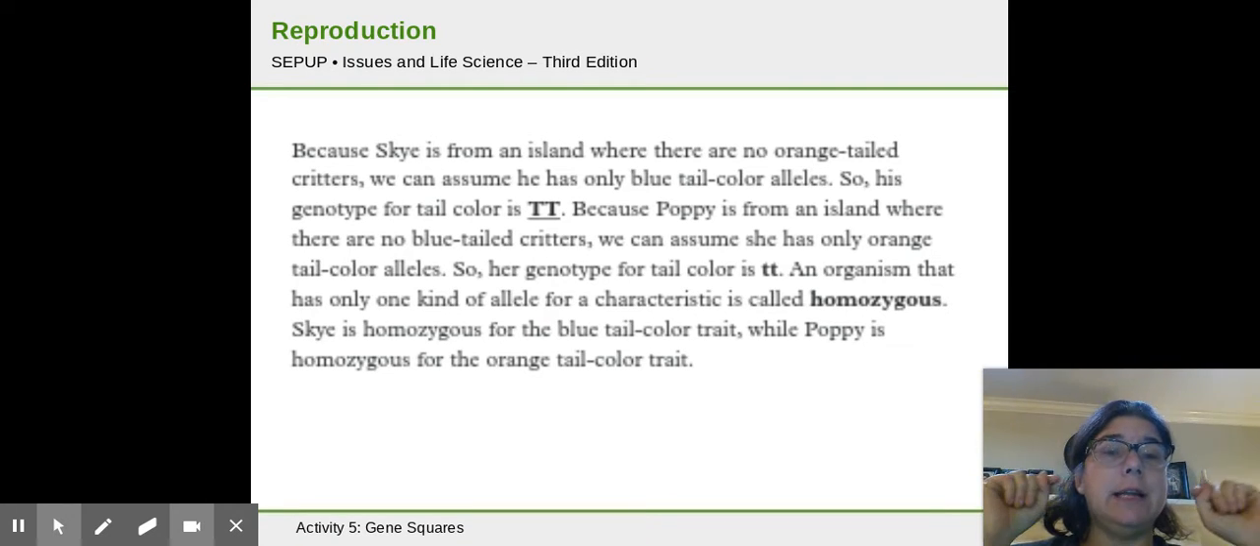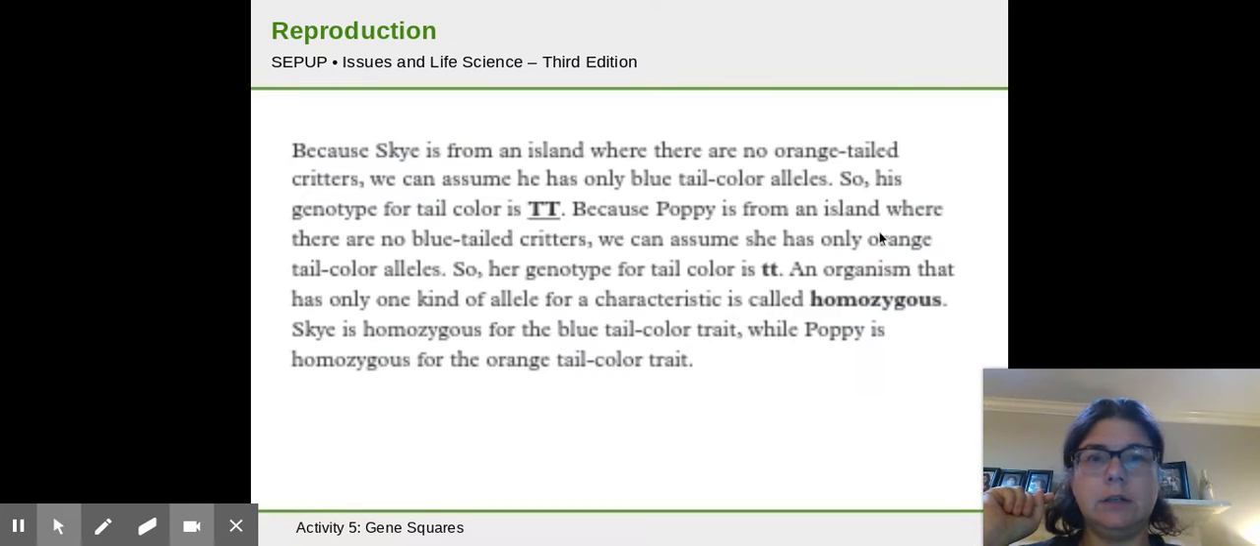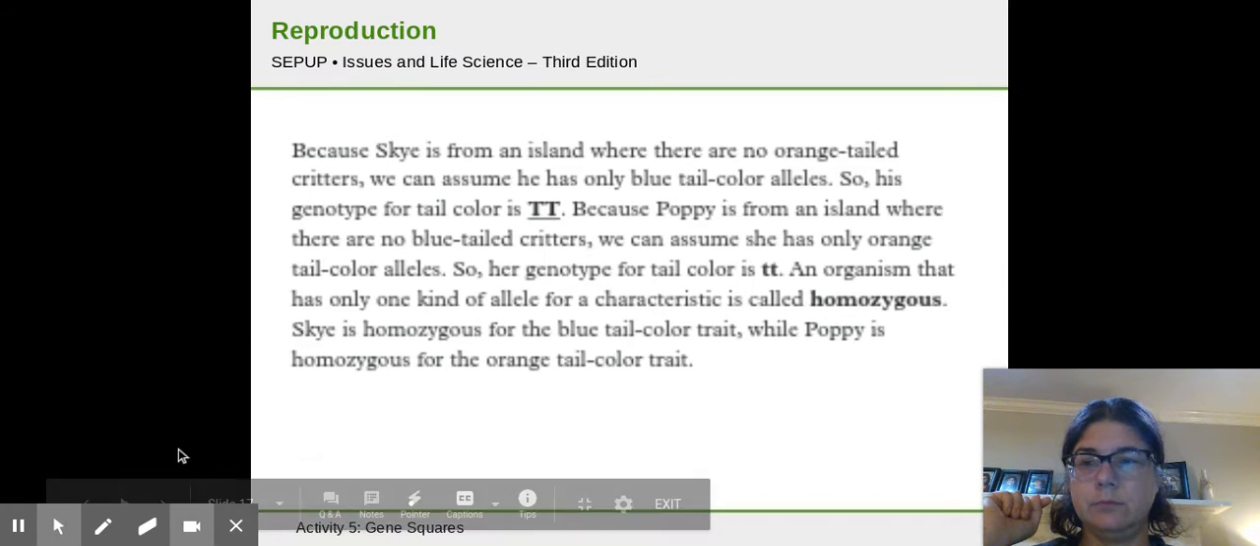Okay, vocabulary timeout. The prefix homo here means the same letter. We're going to compare that later on to something called heterozygous, but homozygous means the same. So it's either both capital, they're each the same, or they're each the same by being both lowercase.